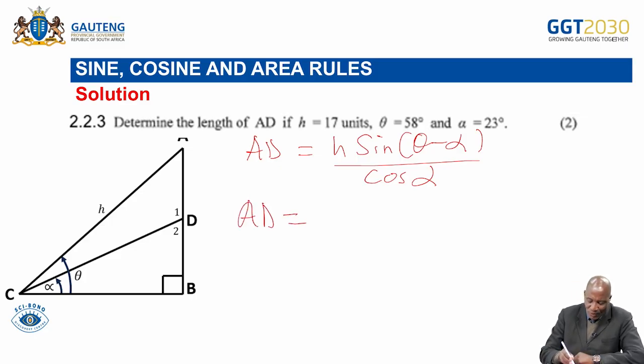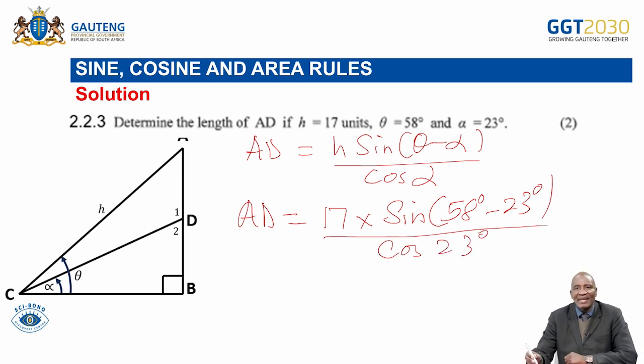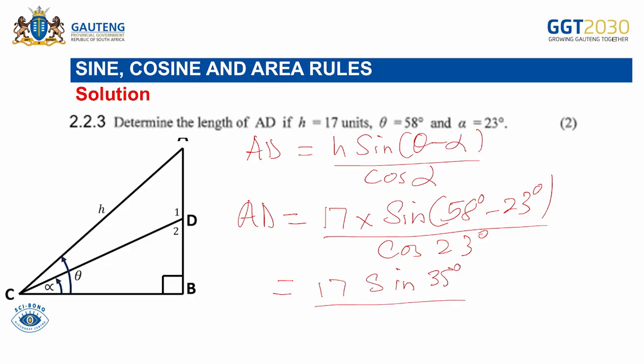AD is therefore, our h is given as 17 multiplied by sine of our theta, which is 58 degrees minus 23 degrees, all divided by cos of alpha, which is 23 degrees. The rest is calculator work. If you want to show a little more steps, this is sine of 58 minus 23, which is 35 degrees, divided by cos of 23 degrees. You should have collected these 2 marks, even if you struggled with the first part of the question. Punch that out and give us the answer.